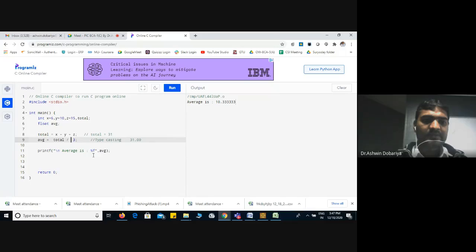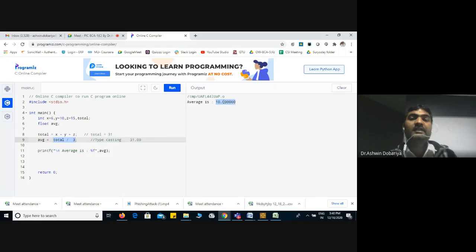Because if I remove this, now see, total is also integer, 3 is also integer. Definitely the answer, if I run this, it displays 10.00. It doesn't display 10.33 over here. .33 is not generated by this statement because both are integer. So that's why we have to convert to float.